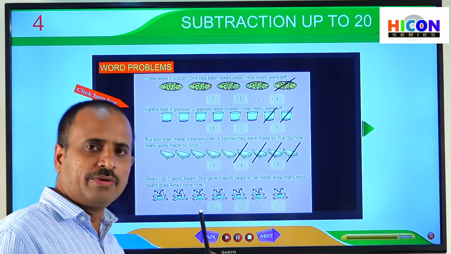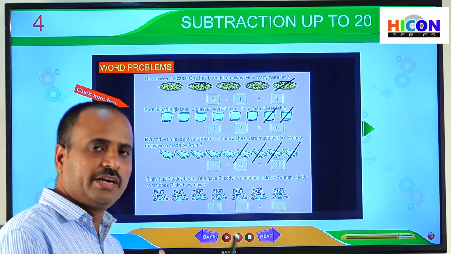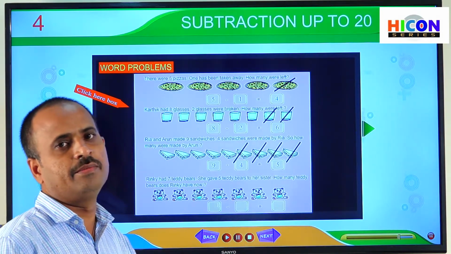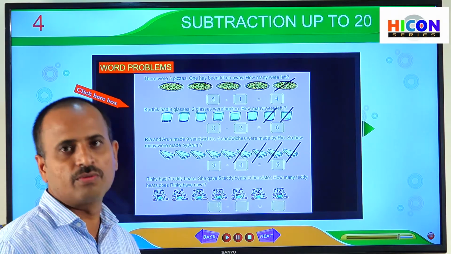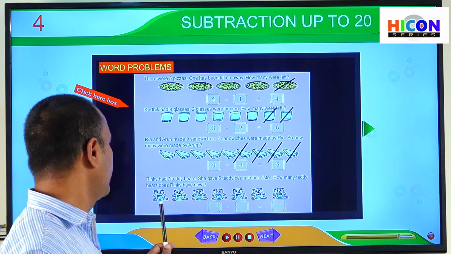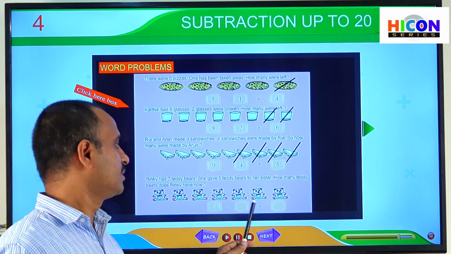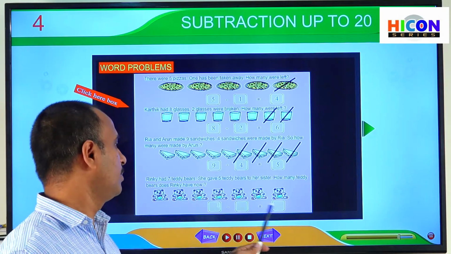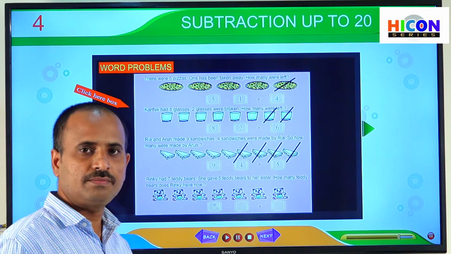And she gave 5 teddy bears to her sister. That means she took away 5 teddy bears from these 7 teddy bears to her sister. Now, how many teddy bears does Rinki have now? So, how many teddy bears are there? Start counting: 1, 2, 3, 4, 5, 6, 7. The total number of teddy bears is 7. So, write 7 in the first box.